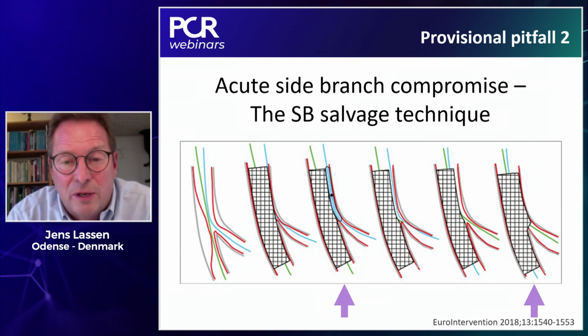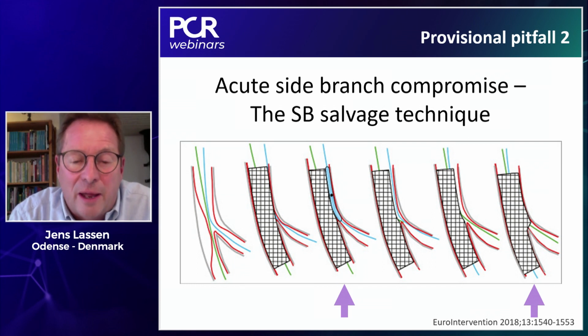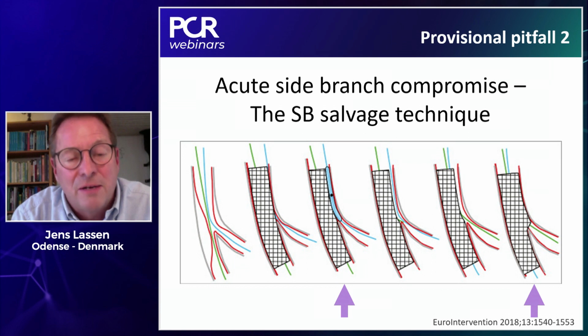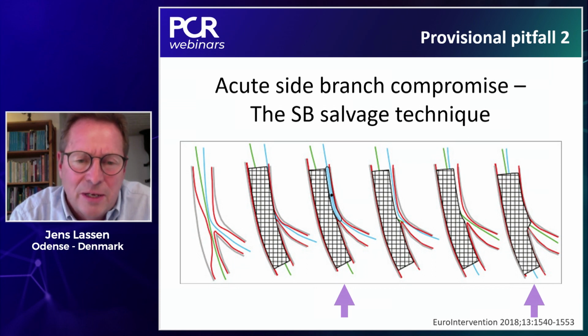So what to do? Well, in this technique, we have the jailed wire, and we take a very small balloon and pass it over the jailed wire, behind the stent struts, down to the takeoff of the side branch, and inflate it. By doing this, it's possible to recreate flow in the side branch. Then, when we have flow, we can rewire and do the POT again, and then we have access to the side branch.